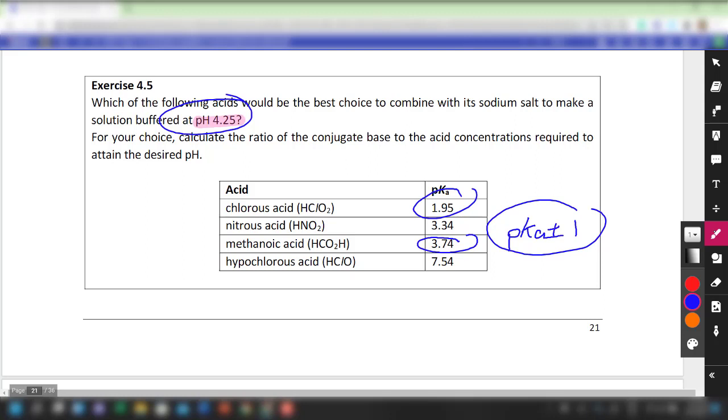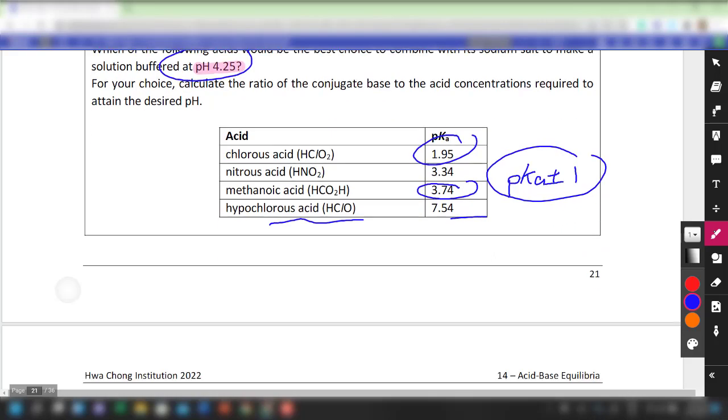Okay, so usually when it comes to MCQ questions, it does help if you can just look at the numbers and then work them out directly. And of course the same goes for hypochlorous acid, 7.54, very far away from 4.25. Yeah, so it's almost impossible for you to make a buffer with a pH at 4.25.